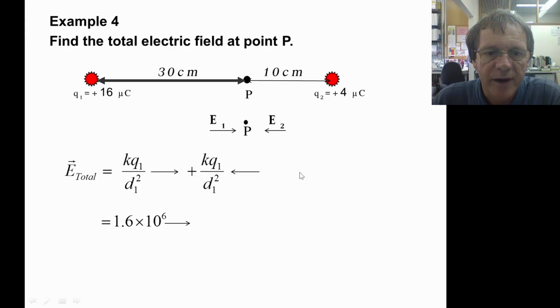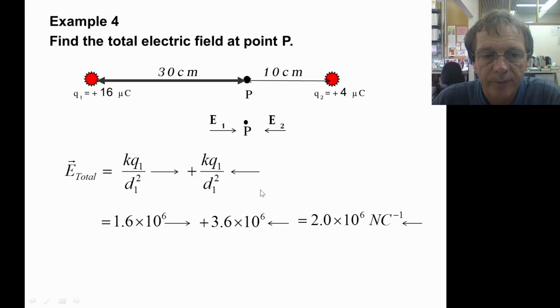If you put those together, you'll find you get 1.6 by 10 to the 6 newtons per coulomb to the right. Sorry, 1.6 plus 3.6. So it's 1.6 by 10 to the 6 to the right, plus 3.6 by 10 to the 6 to the left. And don't forget to put in your micros as 10 to the minus 6, and that would be 10 to the minus 2. You then have to do a subtraction on the calculator because they're going opposite. This is the bigger one, so the overall result will be to the left, the electric field.